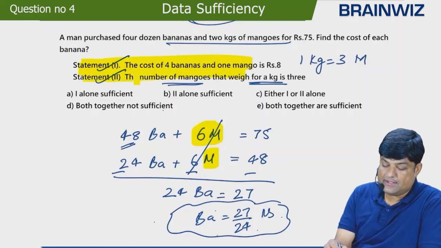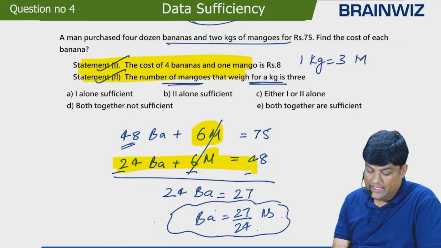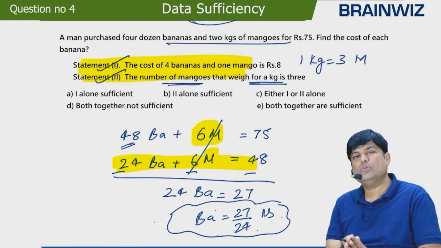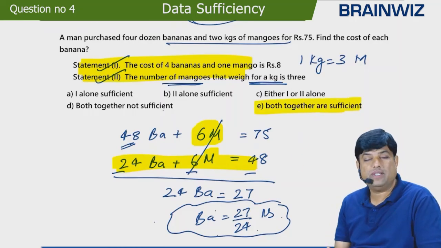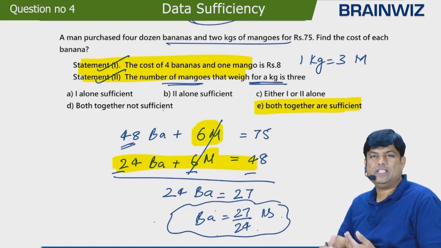Statement 1 and statement 2 both together are required. Statement 1 is giving one equation. Statement 2 is converting this thing. So using these two, we are able to answer. So I can say that both statement 1 and statement 2 are sufficient. Students, like this, we can move on and learn question by question.